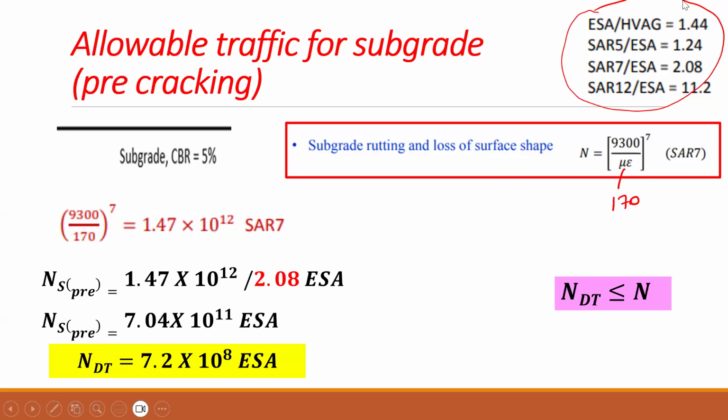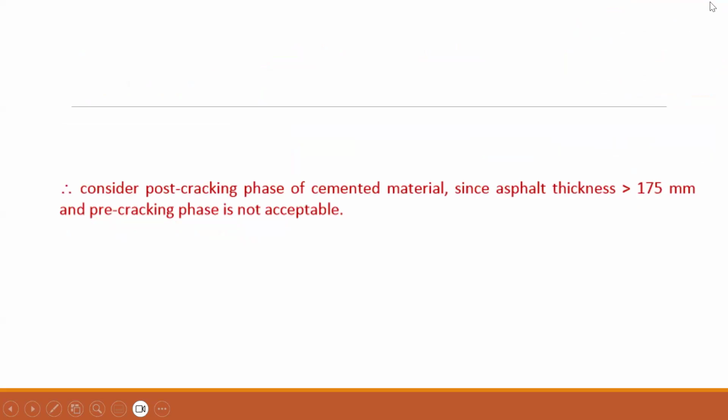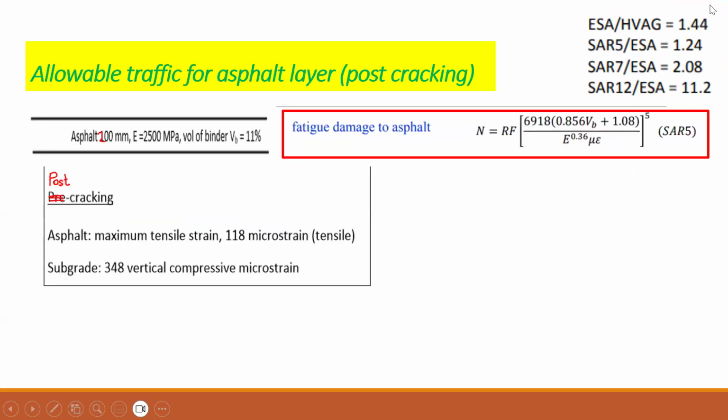Also when we have an asphalt layer thicker than 175 millimeters, we have to do it for post cracking as well. That means when your cemented layer is cracked, it has become a granular layer. Granular layer doesn't have any critical locations, but we still need to find out the asphalt and subgrade are okay without the cemented layer. Everything will be the same. The only thing changing is your micro strain. Micro strain for post cracking for asphalt is 118, and for the subgrade it is 348.